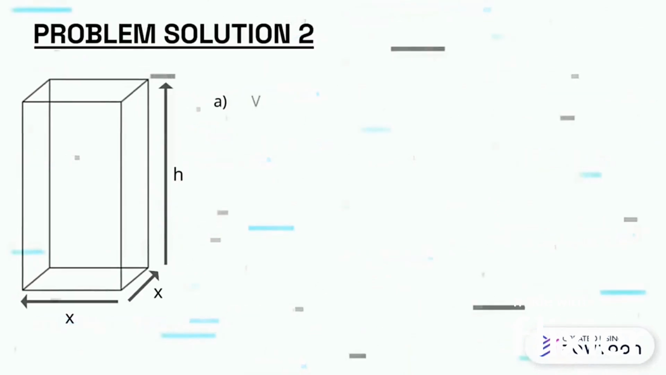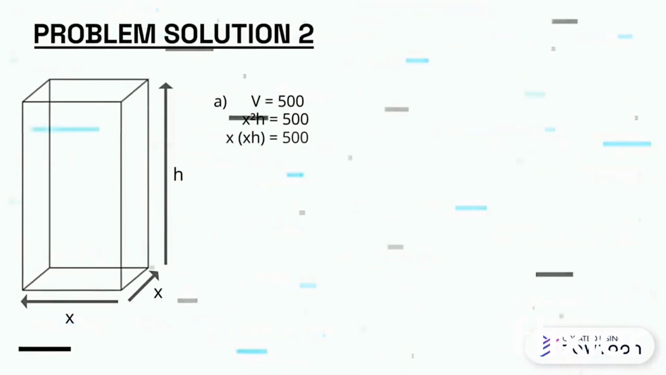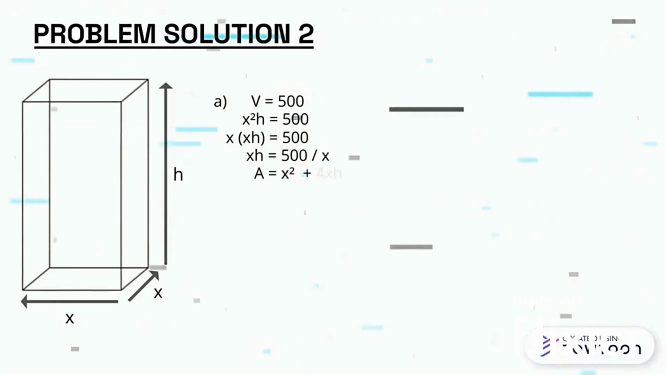For A, let x to the power of 2 h as B. Factor x to the power of 2 h equals 500 to x bracket xh equals 500. Then we will get xh equals 500 over x. From the equation A equals x to the power of 2 plus xh, let xh equal 500 over x. Then we will get A equals x to the power of 2 plus 2000 over x.